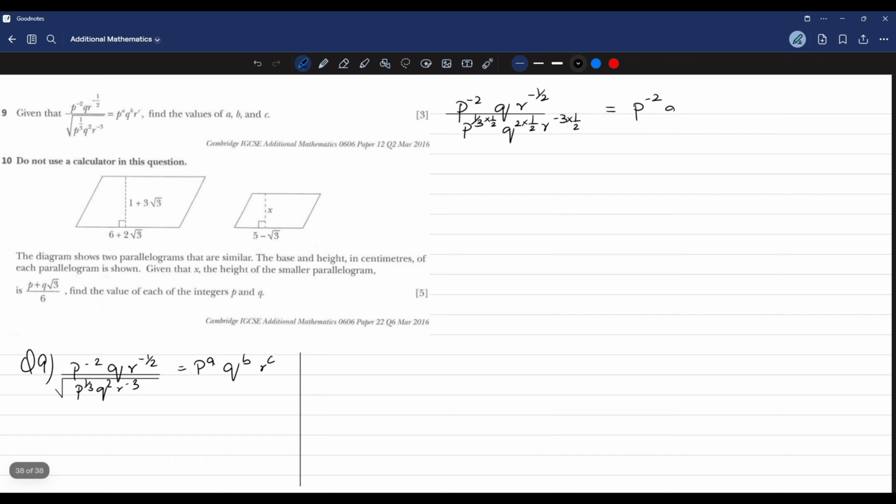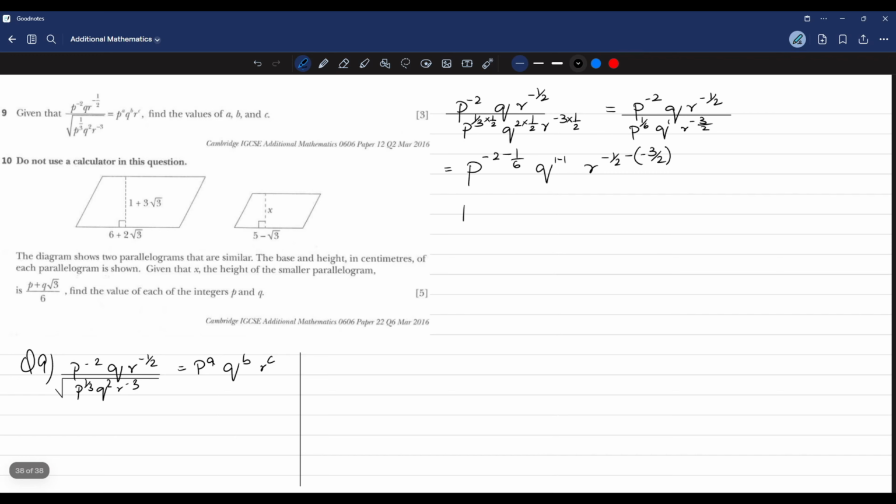So p raised to power negative 2, q raised to power 1, obviously negative, r raised to power negative 1 over 2, divided by, now simplify this value, p 1 over 3 multiplied by 1 over 2 is 1 over 6, q 2 multiplied by 1 over 2 is 1, and r negative 3 multiplied by 1 over 2 is negative 3 over 2. Simplify this, we get p raised to power negative 2 minus 1 over 6, q, because the denominator comes into the numerator to subtract, q raised to power 1 minus 1, so this would be 0, and r raised to power negative 1 over 2 minus, inside a bracket you're going to write negative 3 over 2, that would make negative 1 over 2 plus 3 over 2.